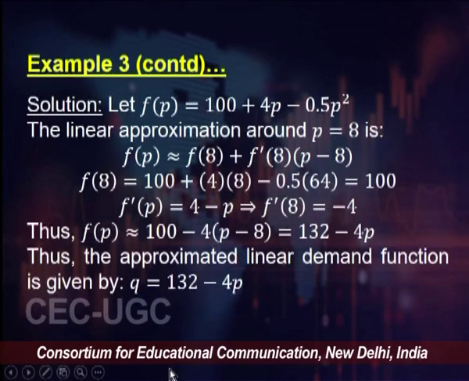Okay, so this gives us the linear approximation to the demand function, and our approximated linear demand function is given by Q equal to 132 minus 4 times P. Actually, linear functions are easy to manipulate, and very often in our research or in our analysis, we like to work with linear approximations or linear functions.